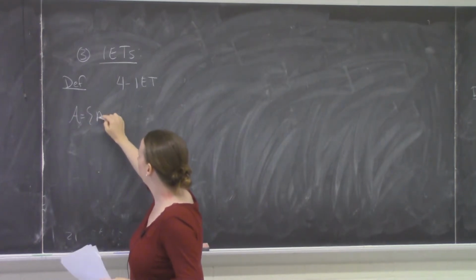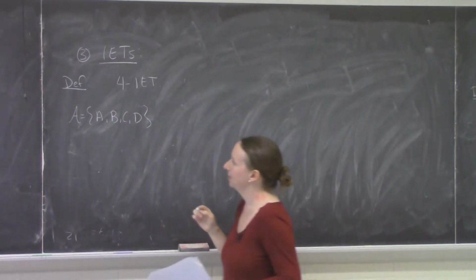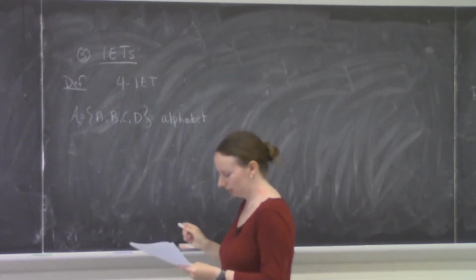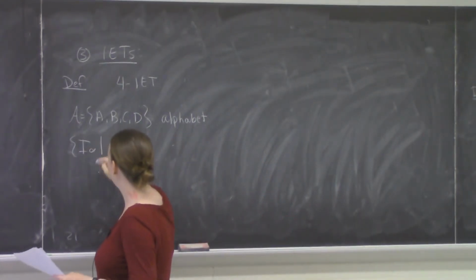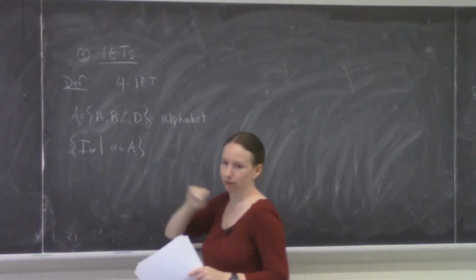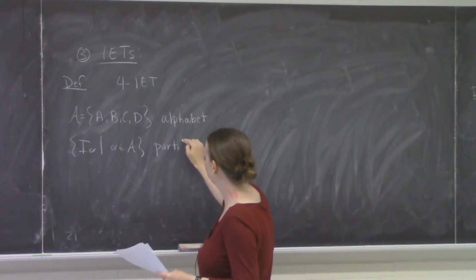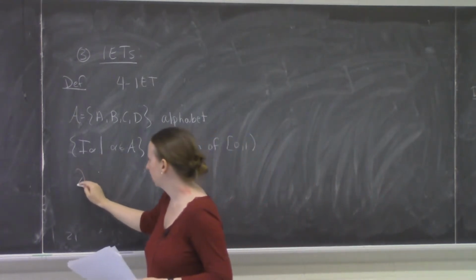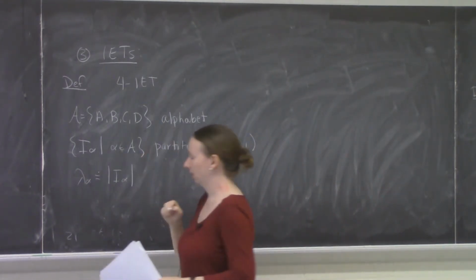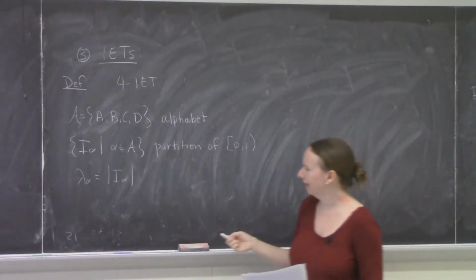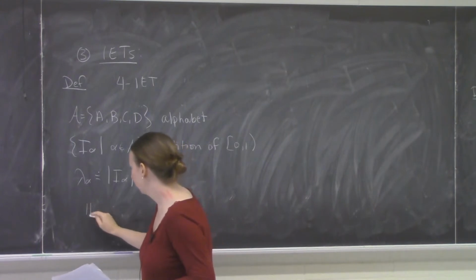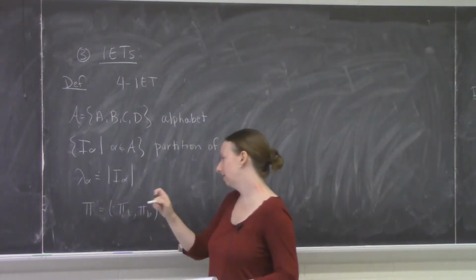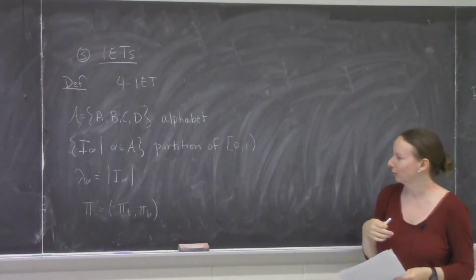Okay. We're going to have an alphabet on four letters, A, B, C, D. This is our alphabet. All right, we're going to let I sub alpha, for alpha in our alphabet, be a partition. So this is a partition of the unit interval. Lambda sub alpha is going to be the length of that interval. All right, and then before I draw you a picture of the map, we'll also need a permutation, which we'll call pi, which is made up of two permutations, pi t and pi b. They're top and bottom when you write the permutation.